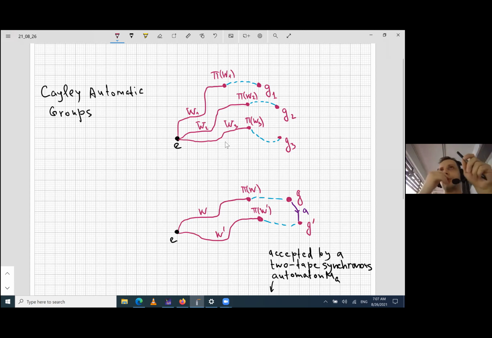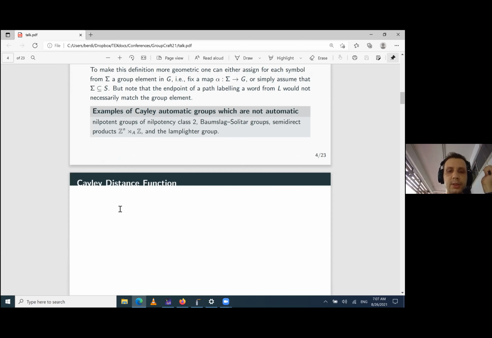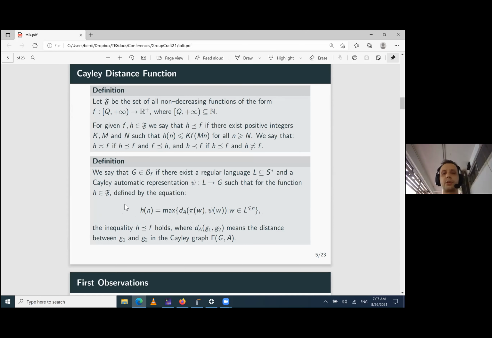If you can say something about the growth of this gap, then you can say something about the geometry of a particular Cayley automatic representation. So what we did, we look at this function.